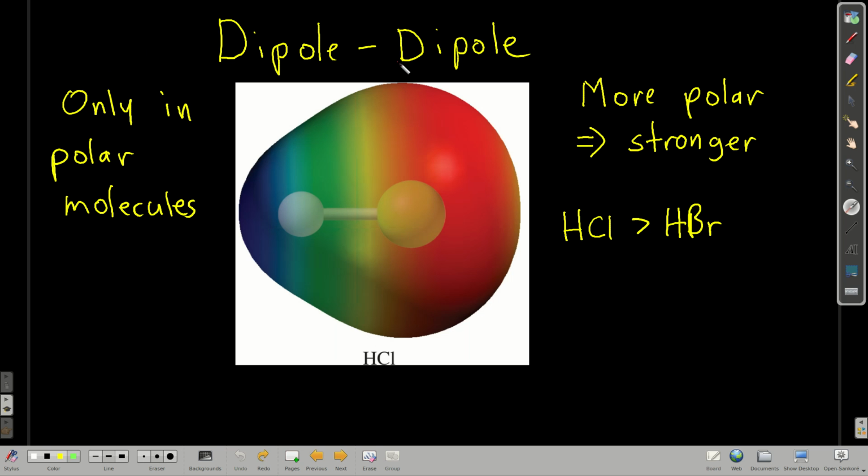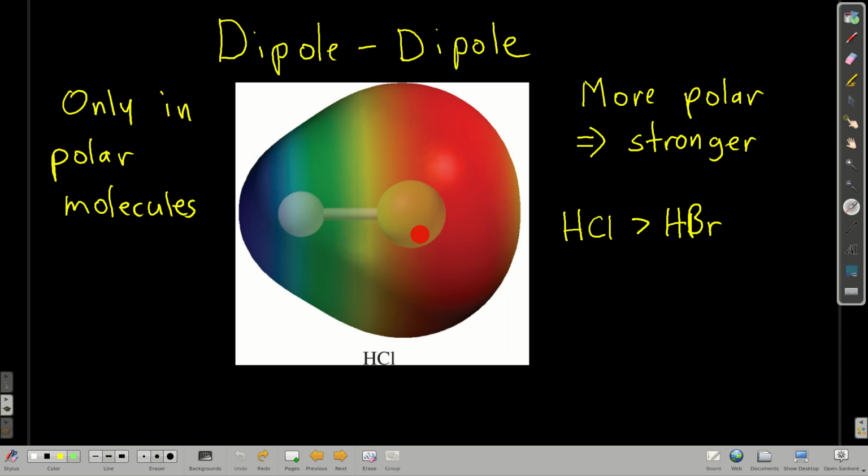All right, now let's look at dipole-dipole forces. Dipole-dipole forces, as opposed to dispersion forces which exist in all molecules, only exist in molecules that are polar. And we know how to tell if a molecule is polar or not, right? We draw the Lewis structure, we figure out the molecular geometry, we see if the poles cancel, all that good stuff. Well, let's keep it simple.